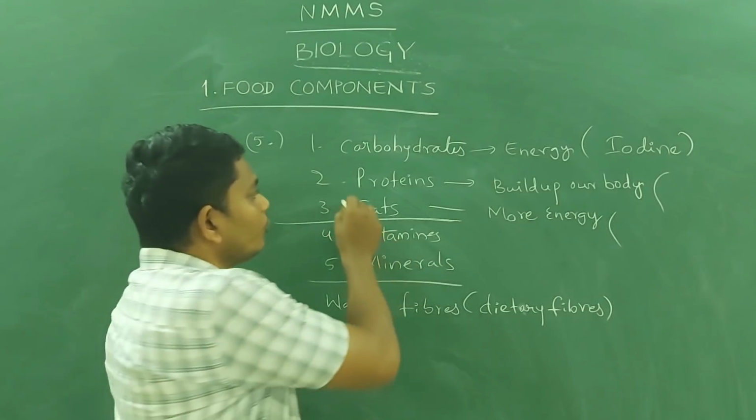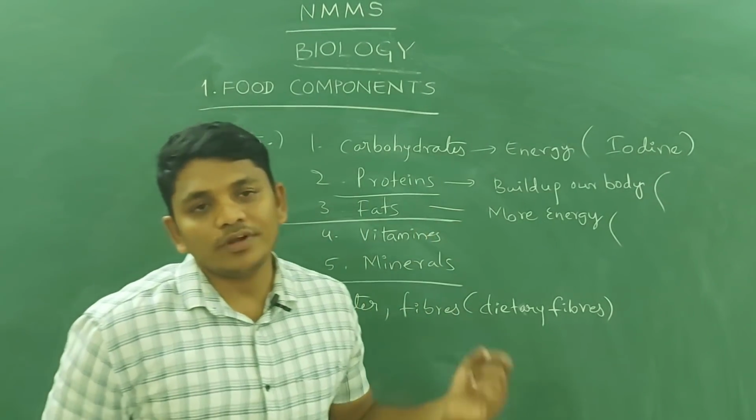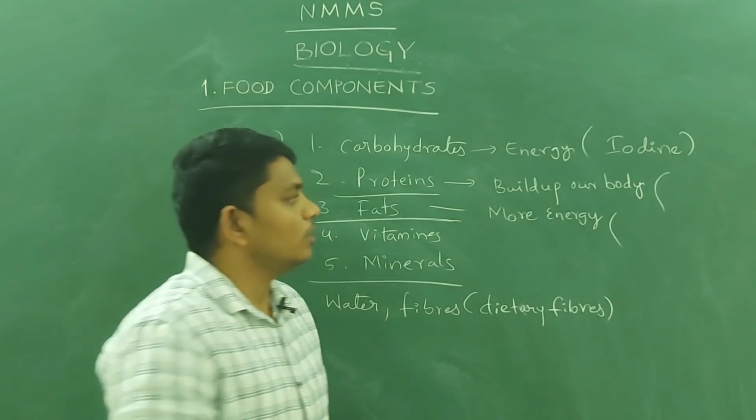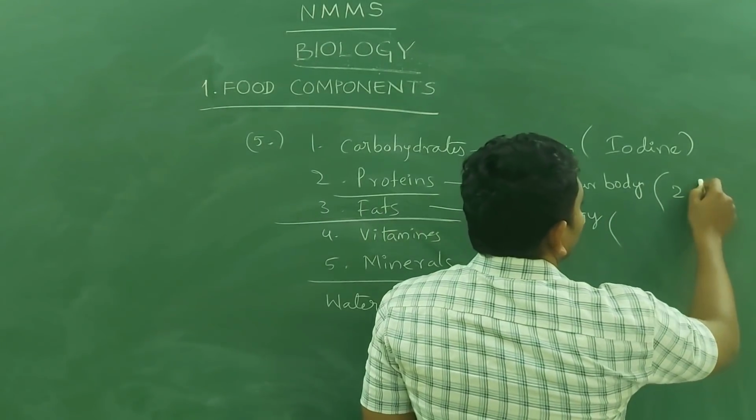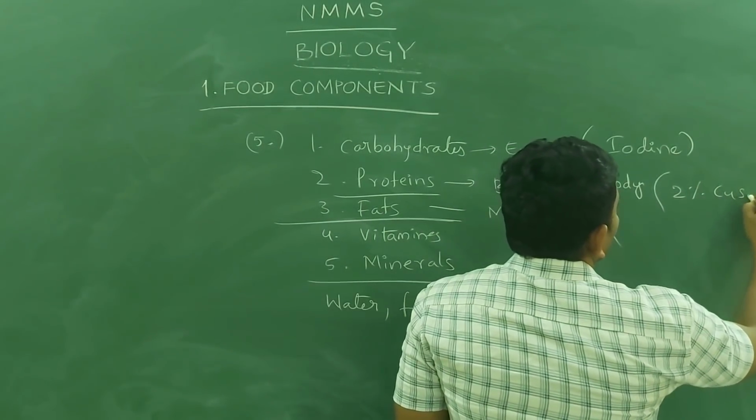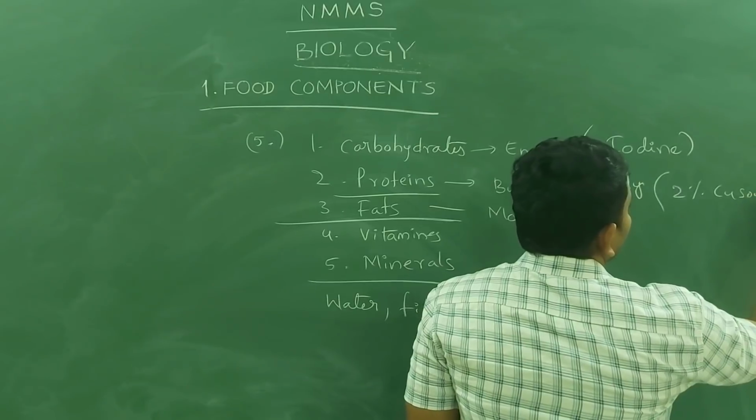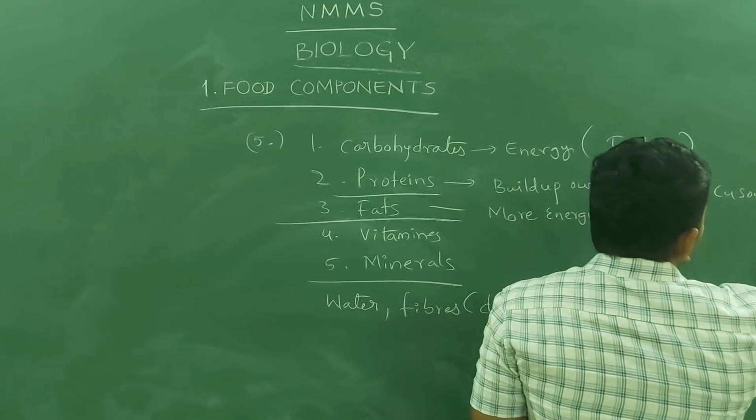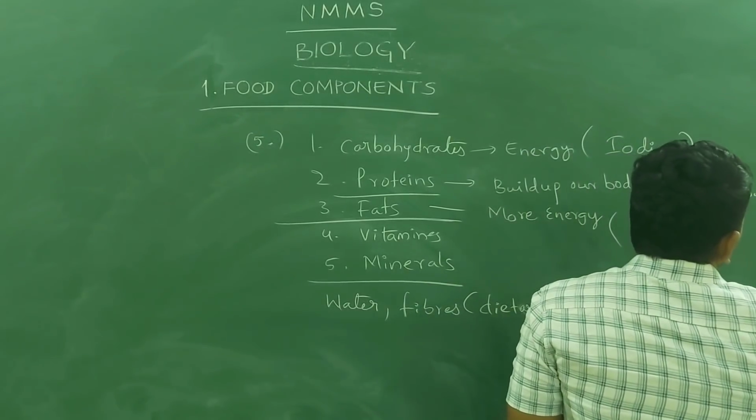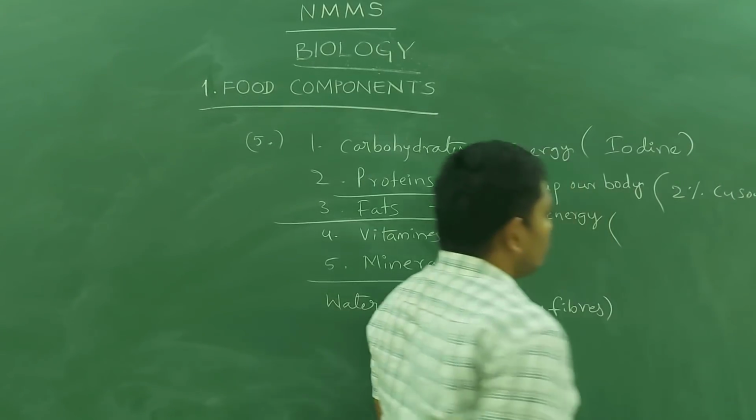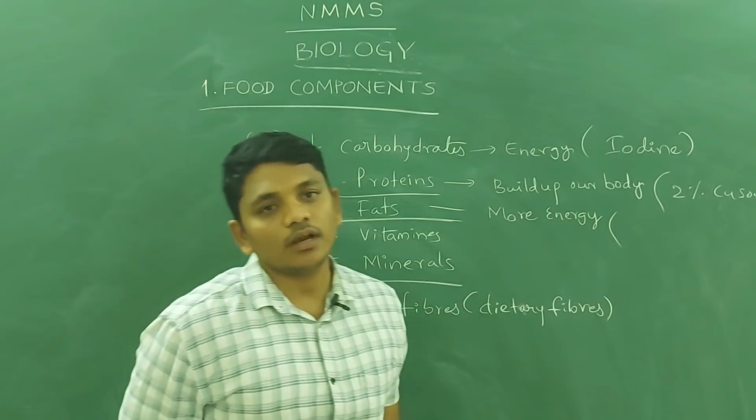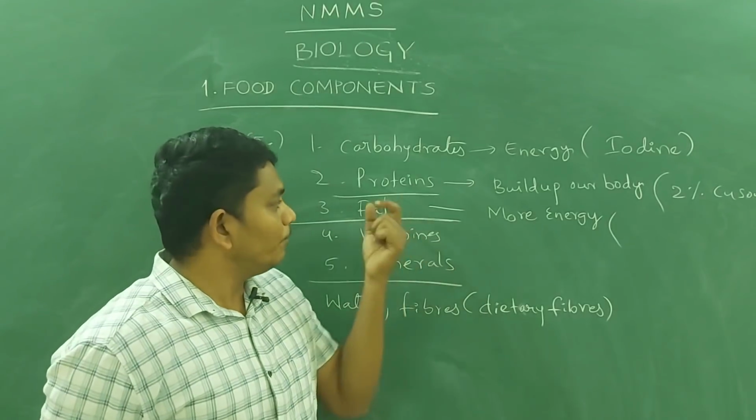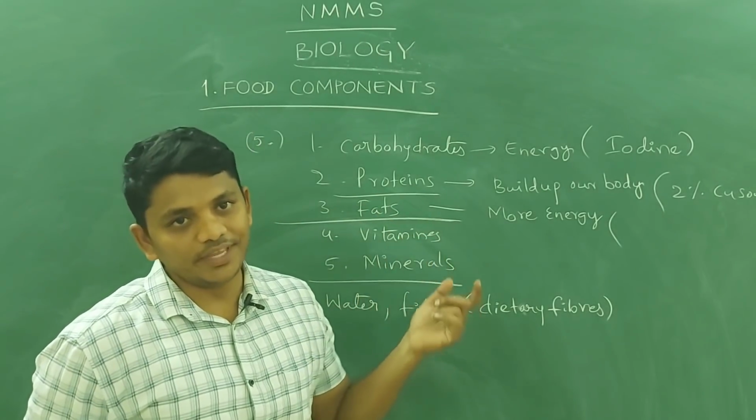Clear? And proteins. For checking proteins in the food, we have to use 2% CuSO4, copper sulfate, and 10% NaOH, sodium hydroxide. So these 2 materials are essential for checking the presence of protein in the food material.